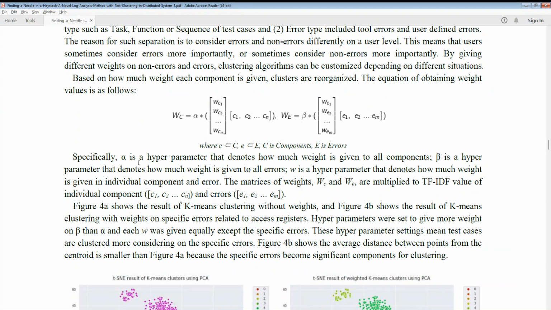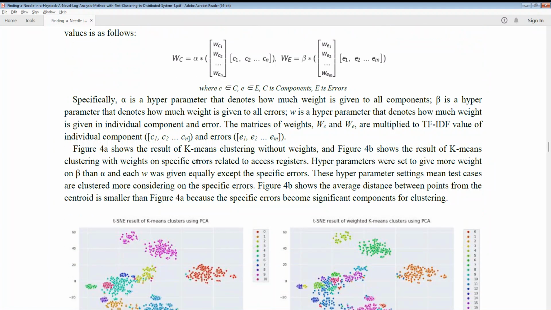Specifically, alpha is a hyperparameter that denotes how much weight is given to all components. Beta is a hyperparameter that denotes how much weight is given to all errors. W is a hyperparameter that denotes how much weight is given to an individual component and error. The matrices of weights WC and WE are multiplied to the TF-IDF value of individual components and errors.